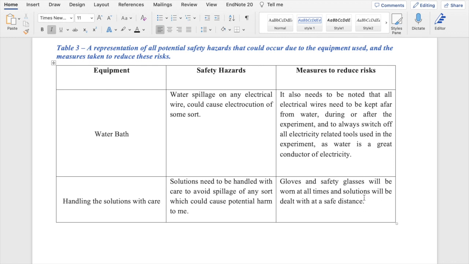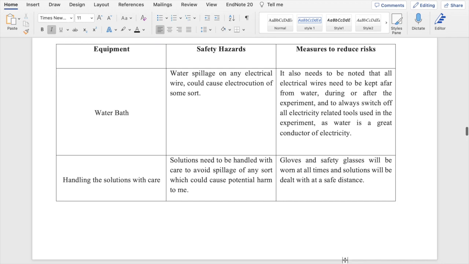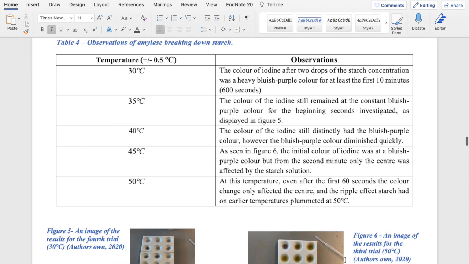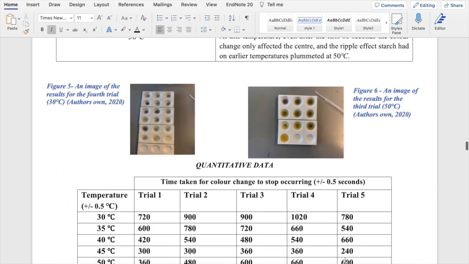And then results. So this is the most important part. All this is good, but this is where it gets more interesting. So you've got to give your results in a qualitative way. I did qualitative because mine was not really quantitative data. It was more qualitative, as I was measuring if the enzyme broke down the starch, using iodine as a measure to see if the color changed.